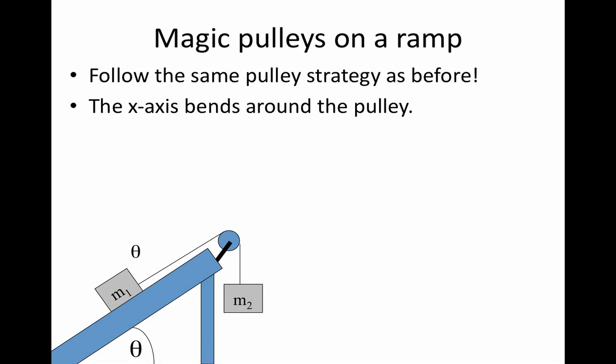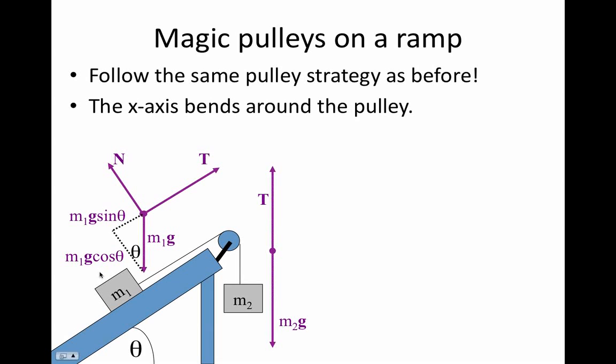So the idea here, guys, is just use the same strategies you've been using. Just keep in mind that there's an x-axis that bends around the pulley, and so you can treat everything on that line of force, like where the string is, as being on one axis. But there's still other forces, like the normal force and the weight, which has components. One of those components, though, lines up with the x-axis.